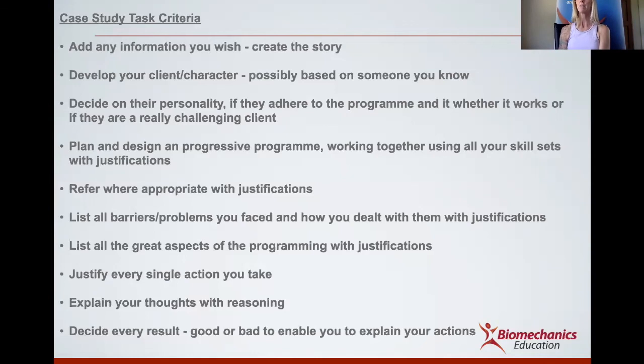Listing the great aspects of programming with justifications, and then justify every action you take, so that if you were questioned around it by another professional or by a court of law, then you could explain your thoughts with reasoning from the documentation. So every result should be based on a set of decisions that you have laid out. Good or bad, can you explain your actions? So you can pause the video and I'll let you go and practice that case study.